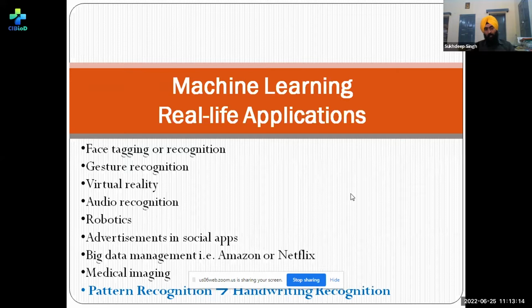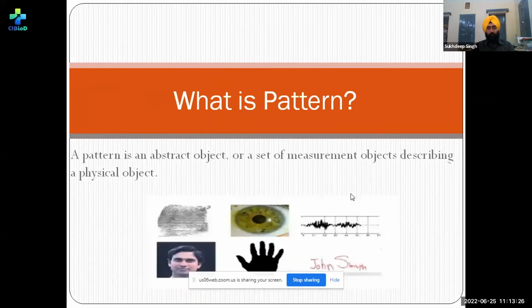And then there is a subfield of machine learning, that is pattern recognition. And in pattern recognition, there is a subfield, handwriting recognition. That's the topic of today's discussion. So here the question arises, what is a pattern? A pattern is an object or a set of measurement objects describing a physical object.